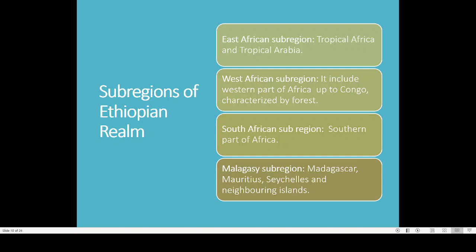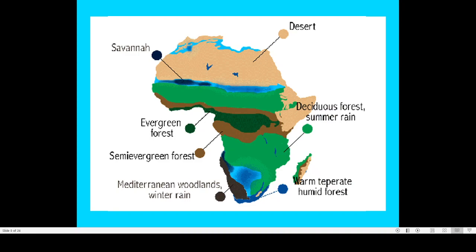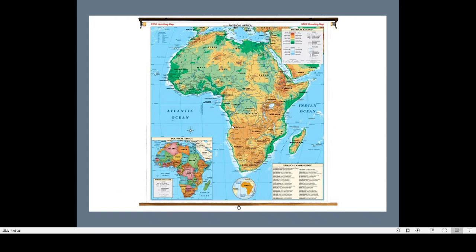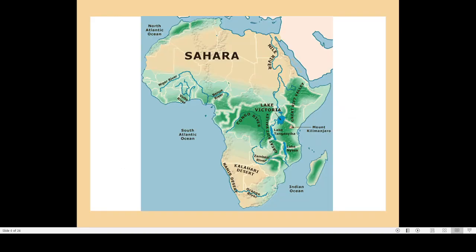Then similarly there is the West African sub-region, which is the western part of Africa, up to Congo. Here you can see up to Congo. Now if you look at the map, you can see that these are the West African sub-region. Here you can see Niger, Benin, Congo, up to this belt, up to the Congo river we are considering in the West African sub-region.